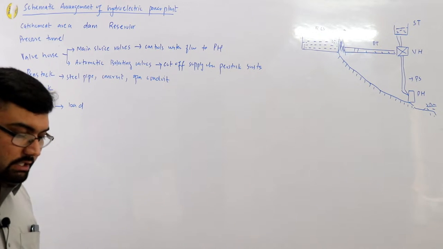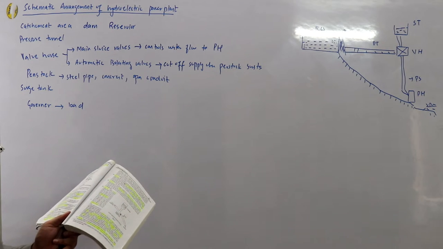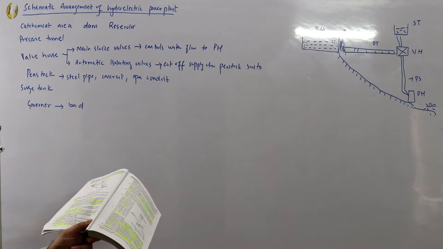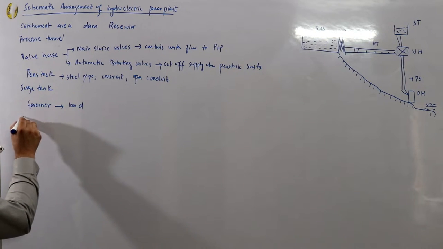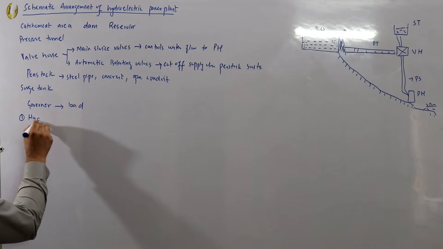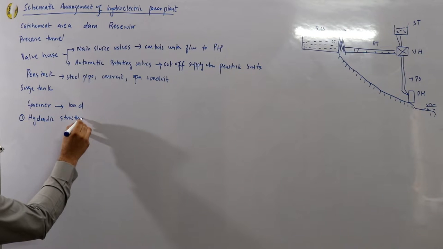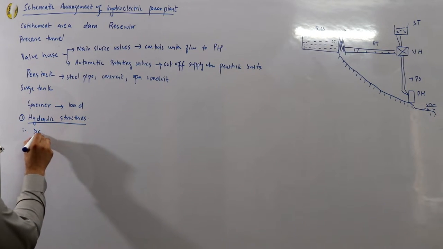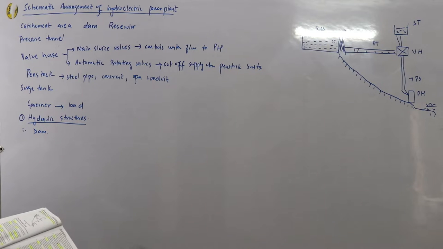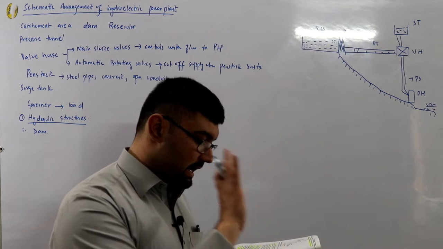So the constituents of a hydroelectric power plant. We basically have, number one, hydraulic structures, the next are water turbines, and the third is electrical equipment. Number first are hydraulic structures. In this, number one that we have is the dam. So the dam is what? It is a barrier which stores the water head.